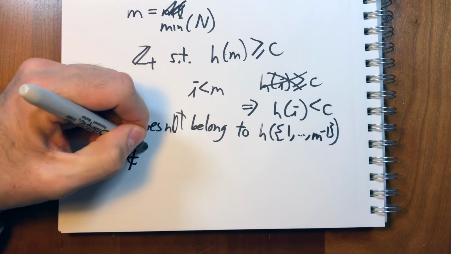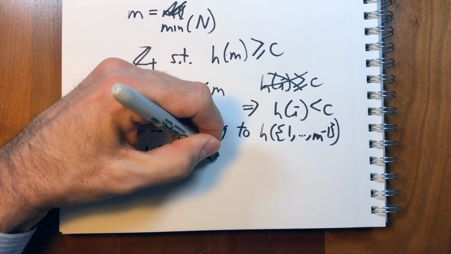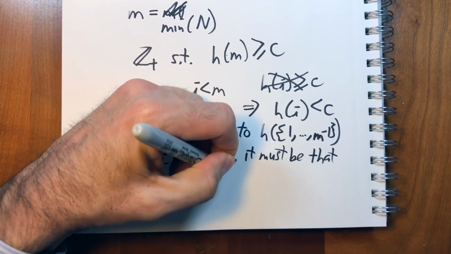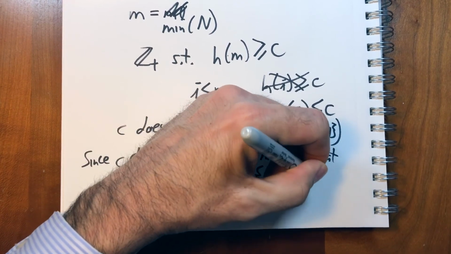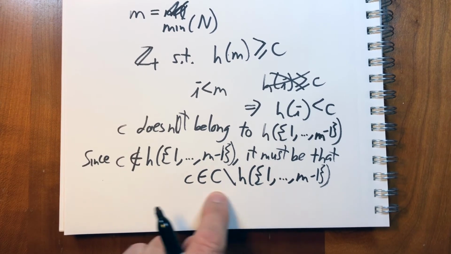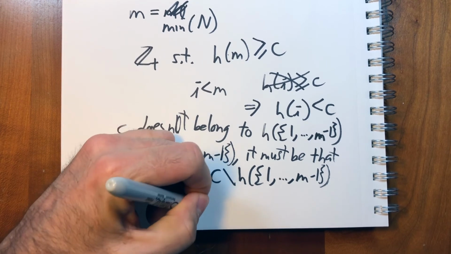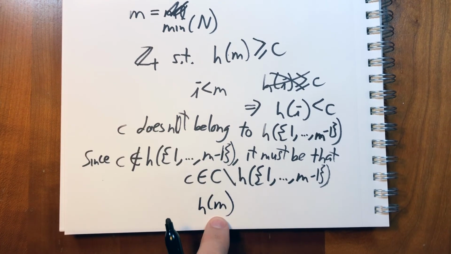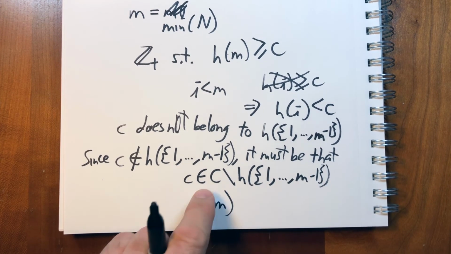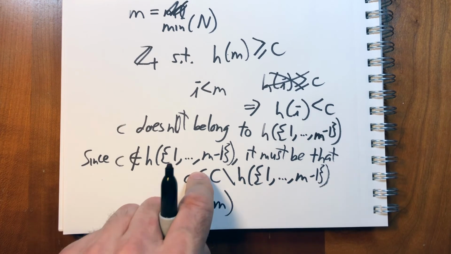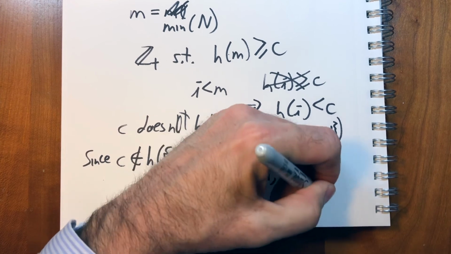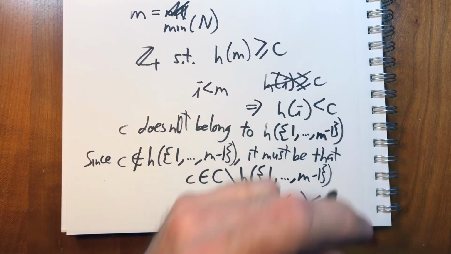So since c is not an element of the image set of 1 to m minus 1, it must be that c is an element of capital C minus that set, right? If c's not in this part of C, it must be in what's left of C. And h of m is defined as the smallest element here. So since c is in this, and h of m is the smallest element of this, then we have to have that h of m is less than or equal to c.